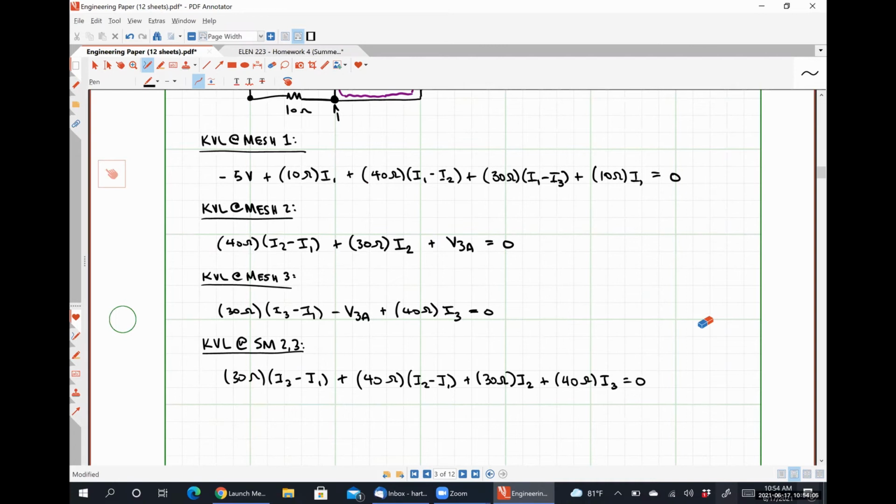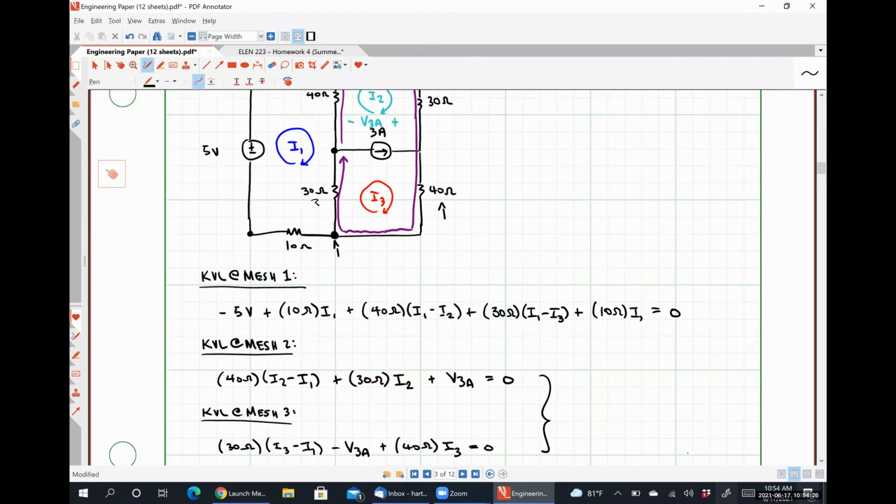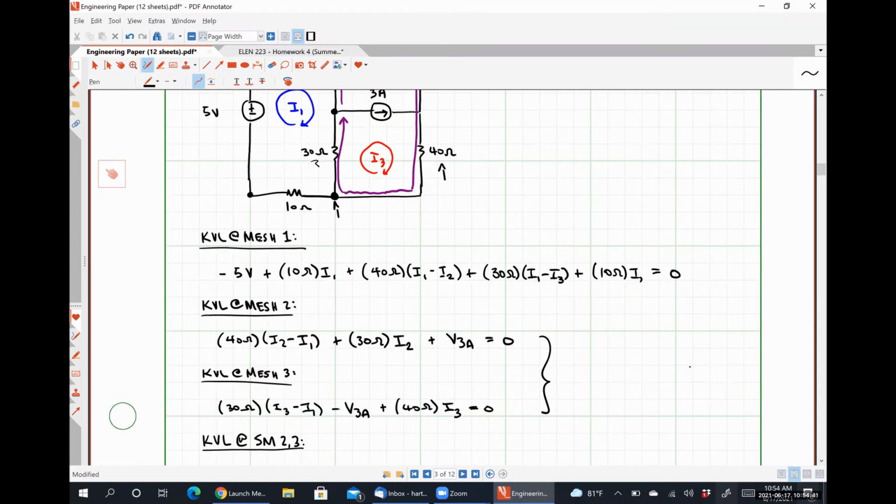It is not a coincidence at all that our super mesh Kirchhoff's voltage law equation is exactly what we would get if we added these two guys together, because that is exactly what we are doing. We are effectively doing KVL around mesh 2 and KVL around mesh 3, and then adding those results together, because we know that the unknown voltage drop across that 3 amp source is going to be positive when we go one way and negative when we go the other. So it's going to cancel each other out. So this is another instance of us effectively saying 0 plus 0 is equal to 0.